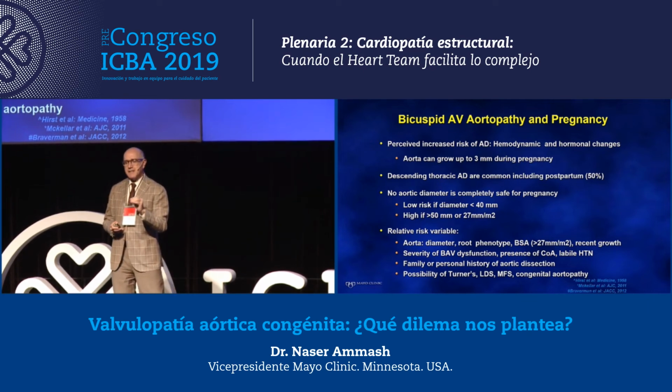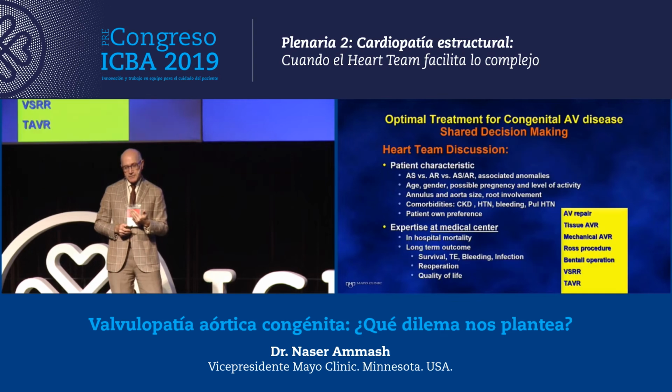if it is less than 40 millimeters in diameter, it's probably safe. The risk of dissection is less than 1%. If it's more than 50 millimeters, or the index diameter is more than 27, you probably should not get pregnant. Anything in between depends on so many variables, whether you have a family history of dissection, whether there's a growth over time, whether you have Turner's, whether you have blood pressure changes. All of these are factors.